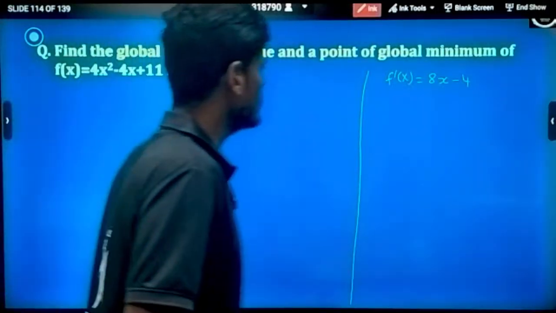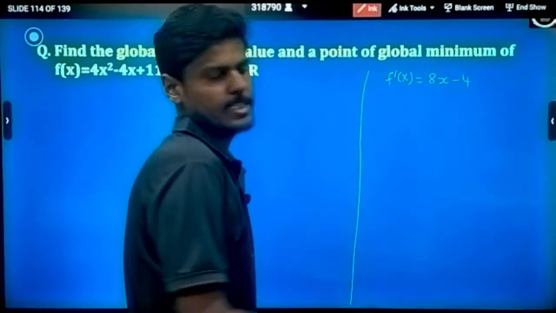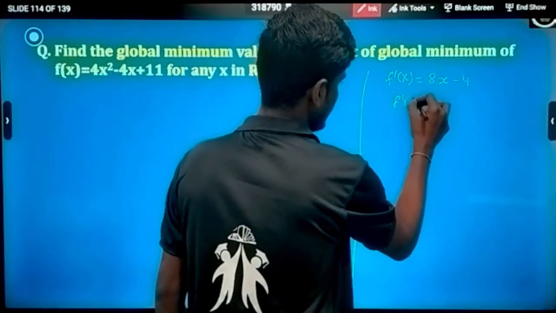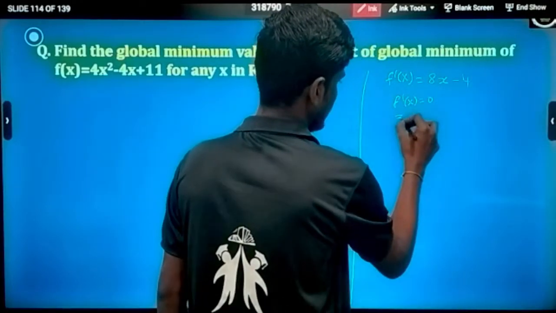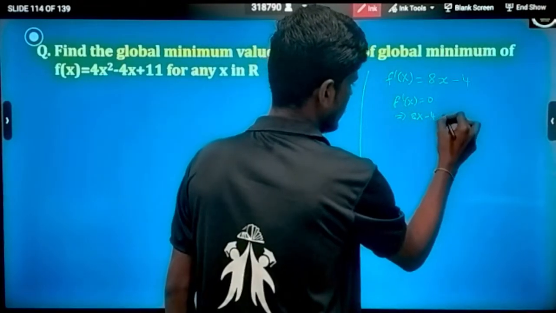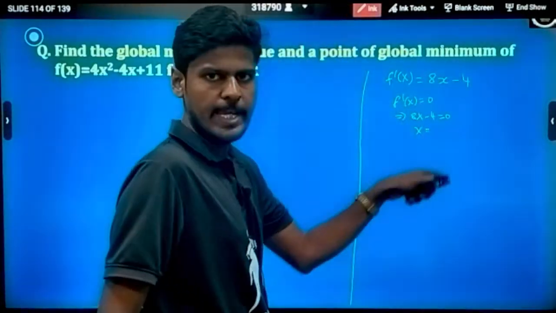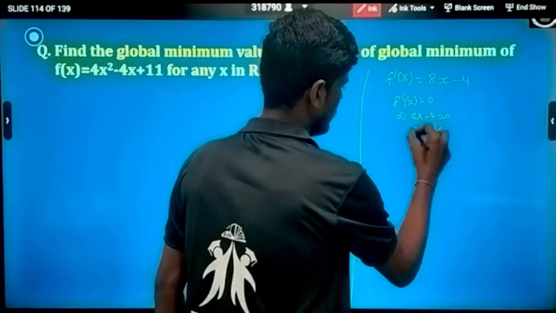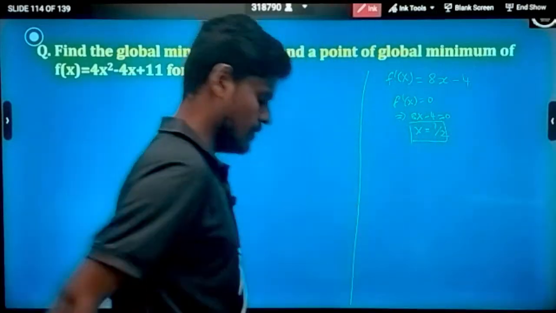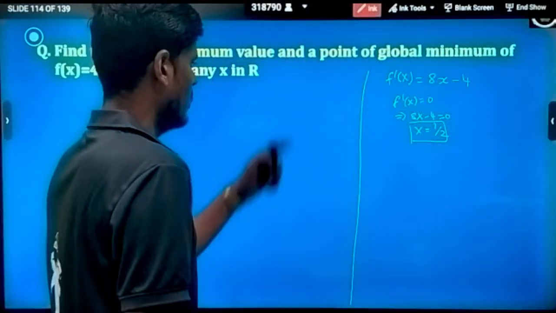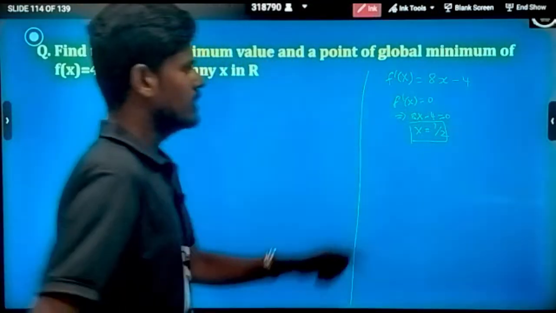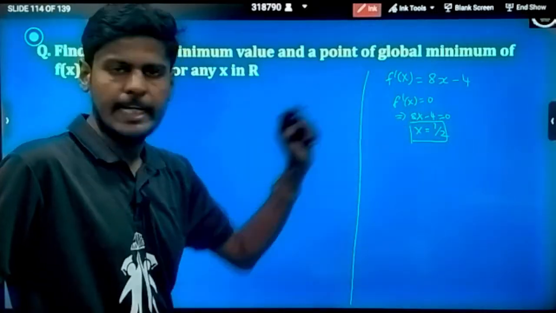Next, what we need to do, students? Equate f dash of x equal to 0. So f dash of x equal to 0 means we get 8x minus 4 equal to 0, which means x is 4 by 8, that is 1 by 2. So the x value comes out to be 1 by 2. Now we need to check the double derivative at the critical point.